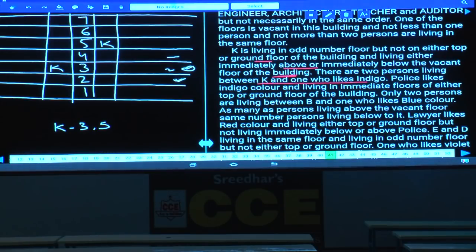And the police likes indigo color and lives on the floor immediately next to either the top or the ground floor of the building. Now, the police likes indigo. That means this indigo is either immediately above or immediately below the top or the ground floor. Hence, where should this indigo be? Indigo must be on the second. Can I fix this one or not? Now indigo must be at this place.